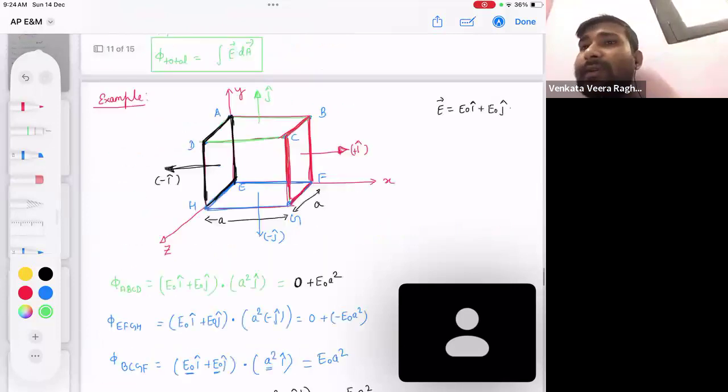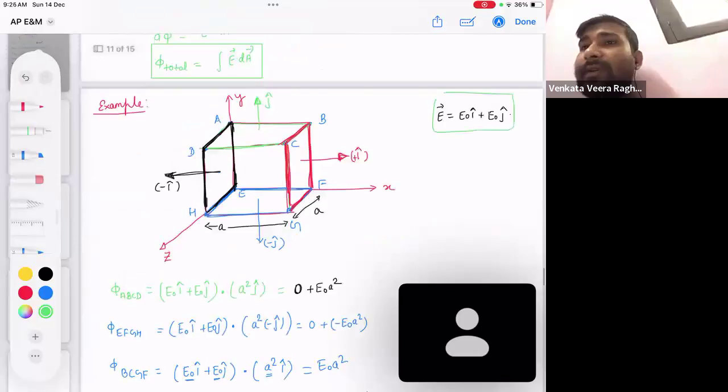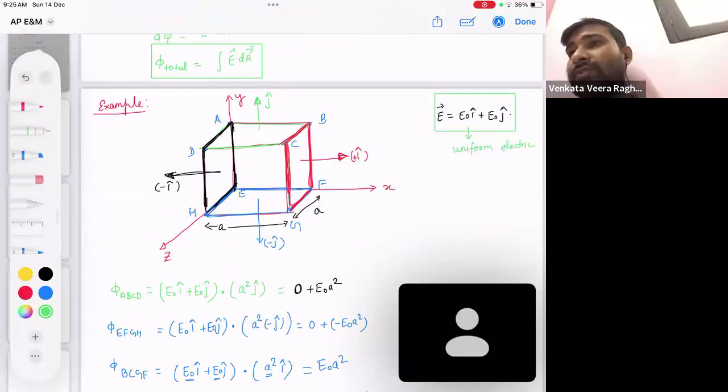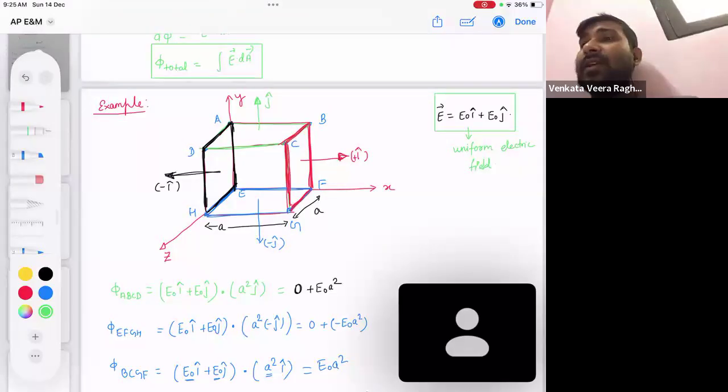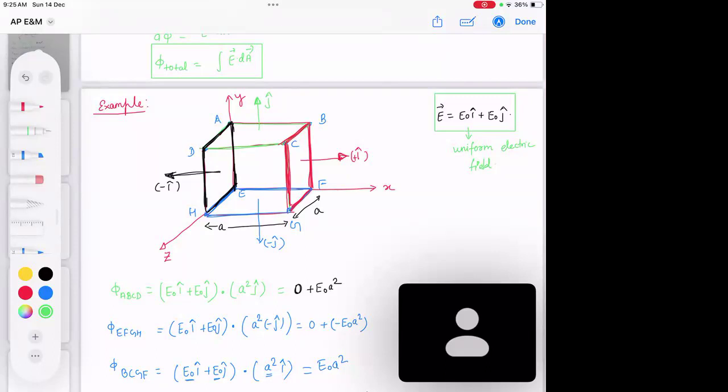Can you see that? The field is uniform. This field is uniform. Now check it. This is what kind of field? Uniform electric field. Because there is no change in magnitude and there is no change in the direction. That's why this is called a uniform electric field. So if you keep a closed surface in a uniform electric field, the net flux through the closed surface is always going to be 0. Is that clear?